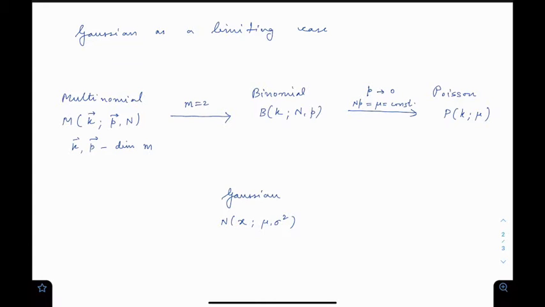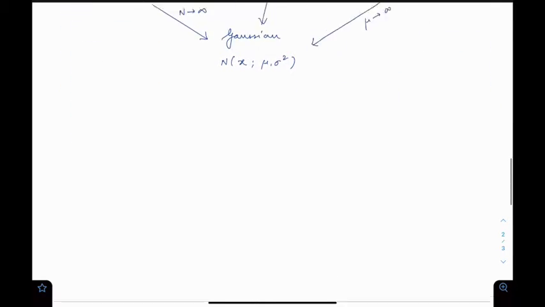Now, as far as the Gaussian is concerned, both from the multinomial and the binomial, Gaussian can be arrived at by taking the n going to infinity limit, where n is the number of trials done. Whereas from the Poisson, we can reach the Gaussian by taking mu going to infinity limit. So next, let's come to the reproductive property.